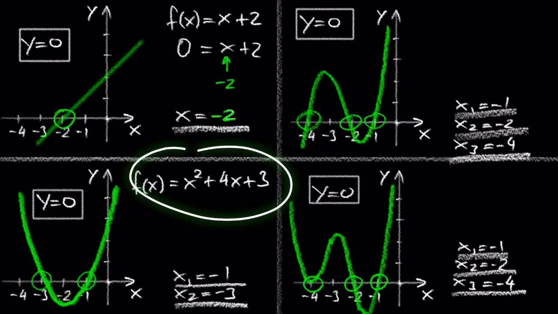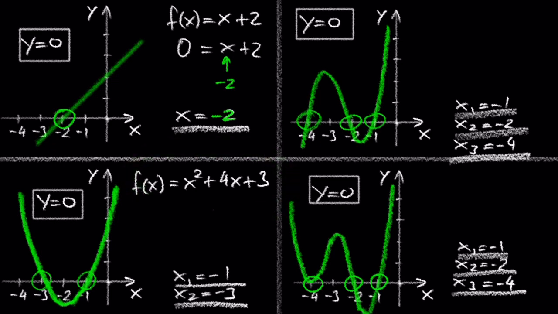Let's look at the second function. Again, we plug in 0 for y, so we get 0 equals x squared plus 4x plus 3. Finding the zeros in this example is not as simple as in the first example, because we have a quadratic equation. Let's see if we can factor this. Which two numbers multiply to 3 and which of the same two numbers add up to 4? Feel free to pause the video and find these two numbers. 3 times 1 equals 3 and 3 plus 1 equals 4.